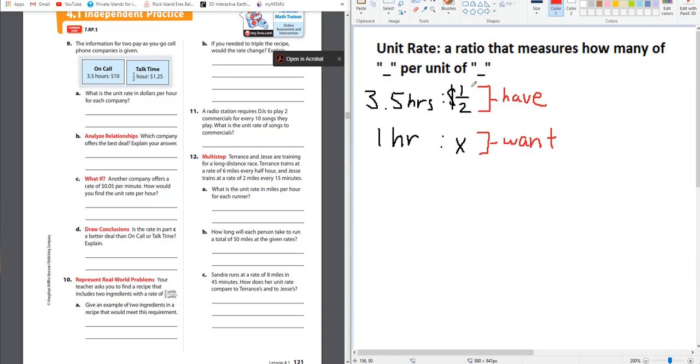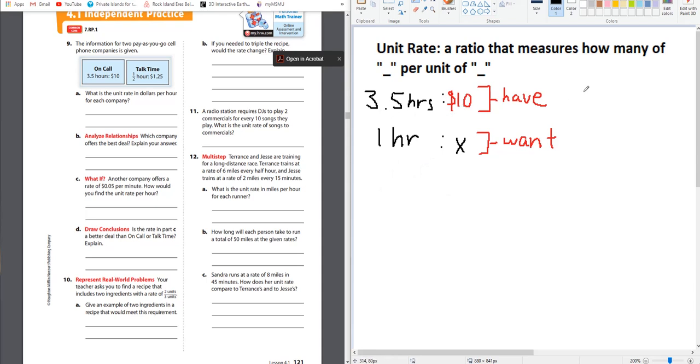Okay, I don't know why I put 1/2 there. Actually, here we go. This should have been 3.5 hours is $10. Sorry about that. Put a little typo there. Okay, same difference. Luckily I caught that before I started doing any of the actual math. This is just the setup. So right now we have 3.5 hours. We're going to rewrite this as a fraction.